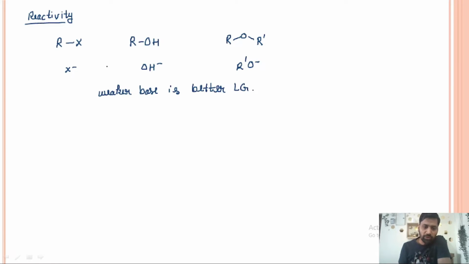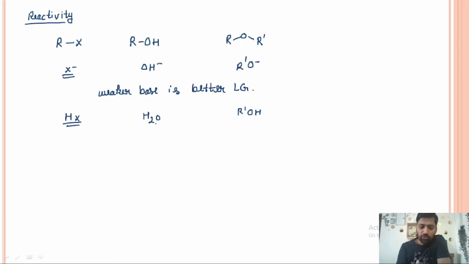And if we compare the basic strength, first of all let us make their conjugate acids. The conjugate acid of X minus is HX, that is halogen acid. The conjugate acid of OH minus will be water, and conjugate acid of R prime O minus will be an alcohol, that is R prime OH. And I think it is pretty much clear the strongest acid among these species is halogen acid. That means its conjugate base will be the weakest. X minus will be the weakest base. So it will be the best leaving group, and that is why the reactivity of alkyl halides is much more in comparison to alcohol and ether.